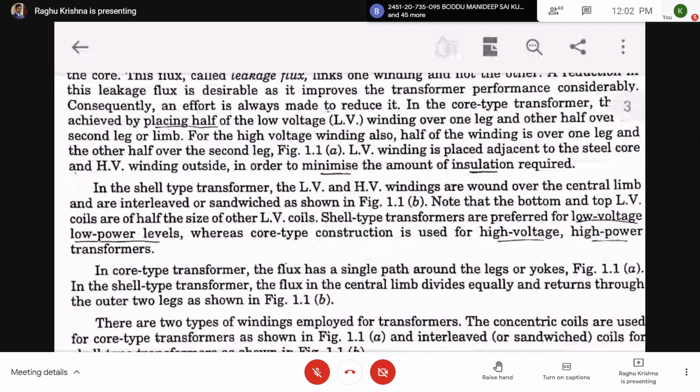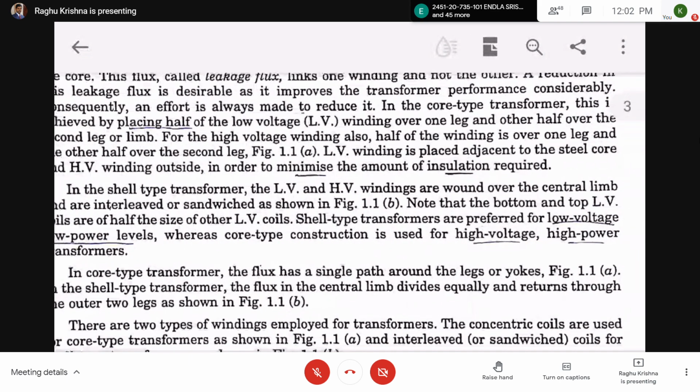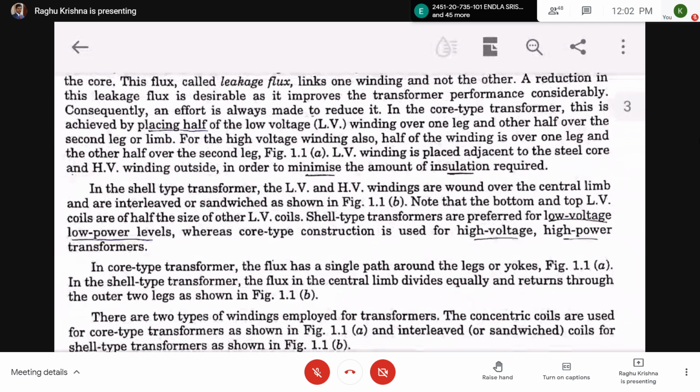As shown in figure B, note that the bottom and top LV coils are half the size of the other LV coils. Next, shell type transformers are preferred for low voltage, low power levels. You can see a shell type transformer in a charger, in an adapter, and also in an LED bulb.